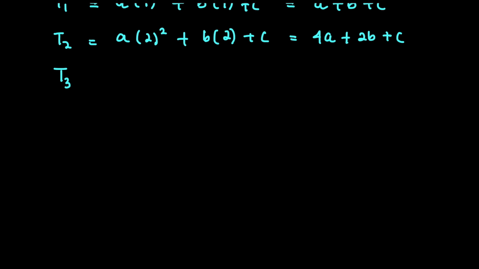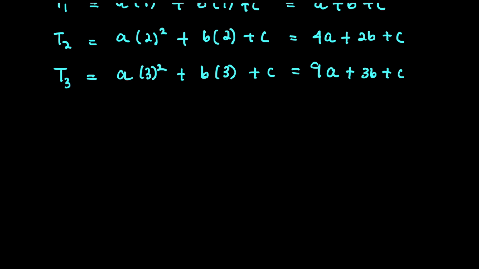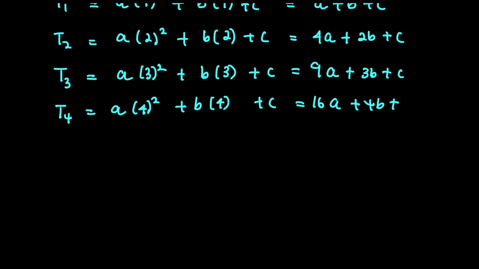So the third term is going to be a multiplied by 3 squared plus b multiplied by 3 plus c. This equals 9a plus 3b plus c. And then the fourth term is going to equal a times 4 squared plus b times 4 plus c. This equals 16a plus 4b plus c.